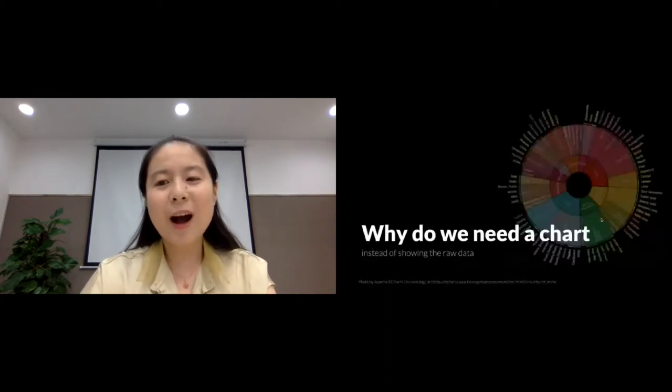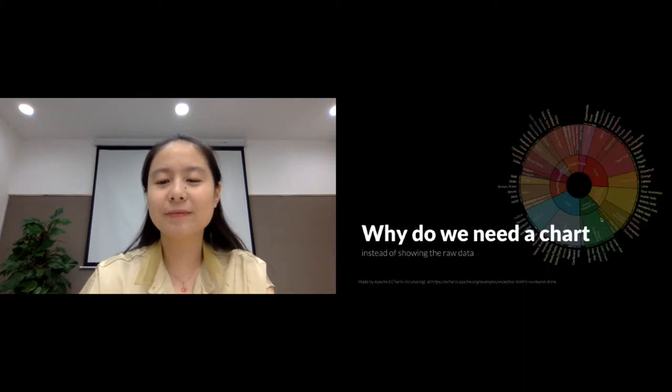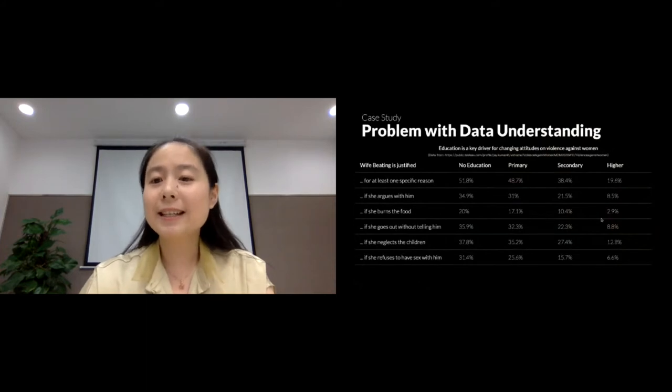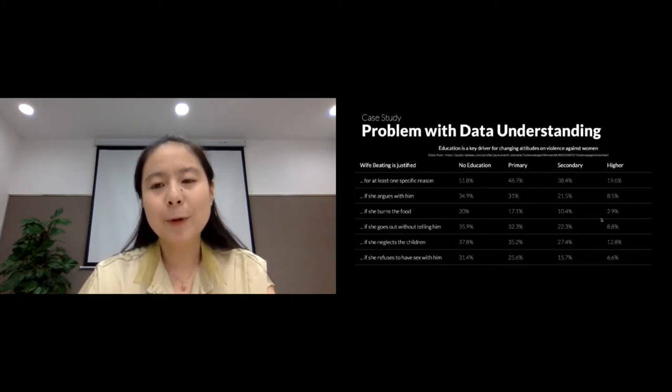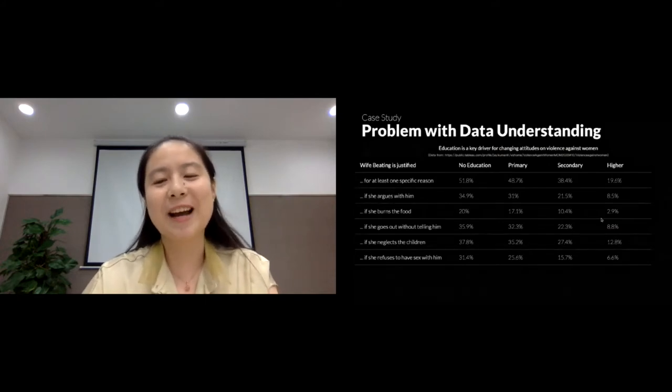First, let's ask, why do we need a chart in the first place? Why is it not enough to show the data itself? Well, let's take this case for example. This is a survey about one's attitudes on violence against women. To be more specific, it asks whether you think it is justified for a husband to beat his wife when she does certain things. When you look at this table, you may find it hard to get the point of these figures at first sight. Well, unless you are a math genius, apparently.